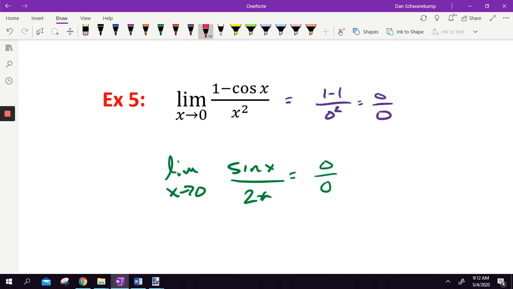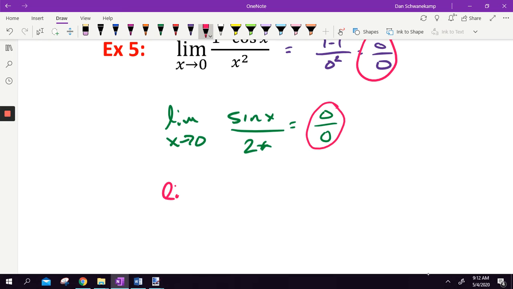So one thing we can learn about L'Hopital's rule is sometimes you can apply it more than once. So I did L'Hopital's rule. I got 0 over 0. If I get 0 over 0 again, I just apply L'Hopital's rule again.